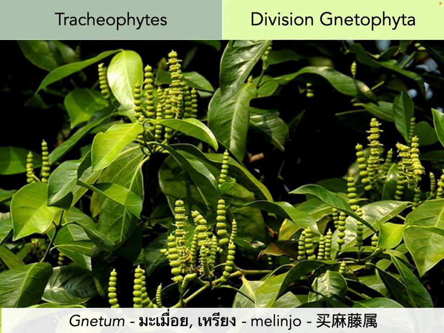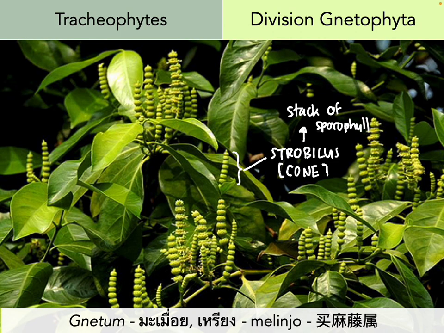This is not the flower, actually. These are the strobilus. Remember the word strobilus? So this is basically a stack of sporophylls. And the strobilus in this group is a bit bigger, so they call them cone. It's the same thing, right? The strobilus and the cone. So not the flower, this is strobilus and the cone. And I think in Indonesia it's called melinjo, right? Maybe. Have you seen this before?